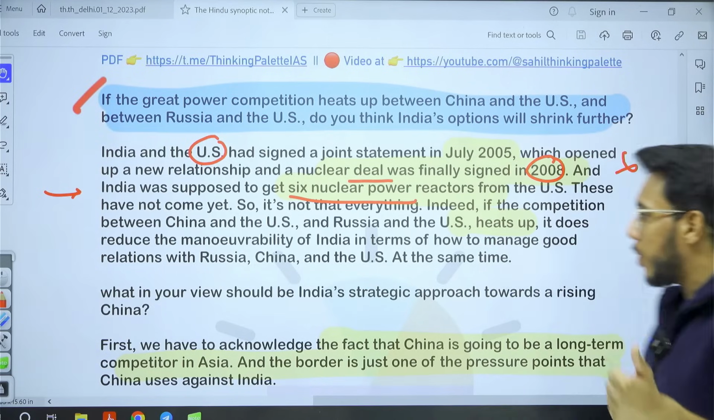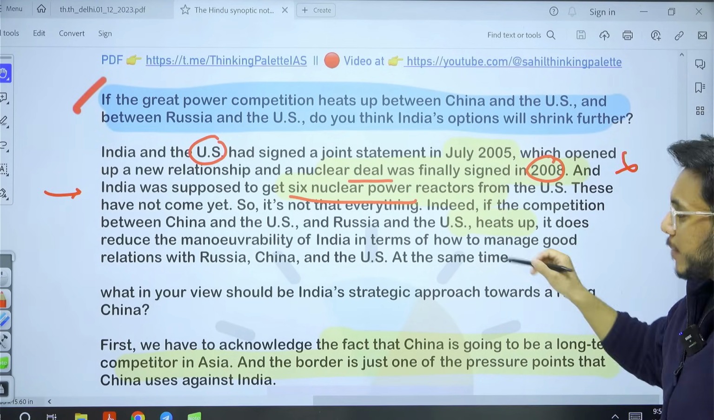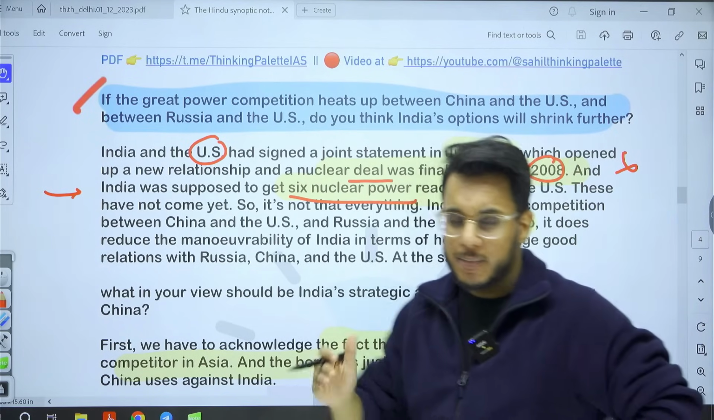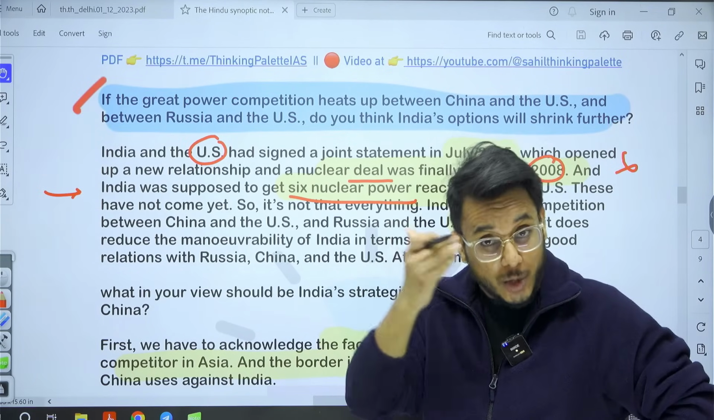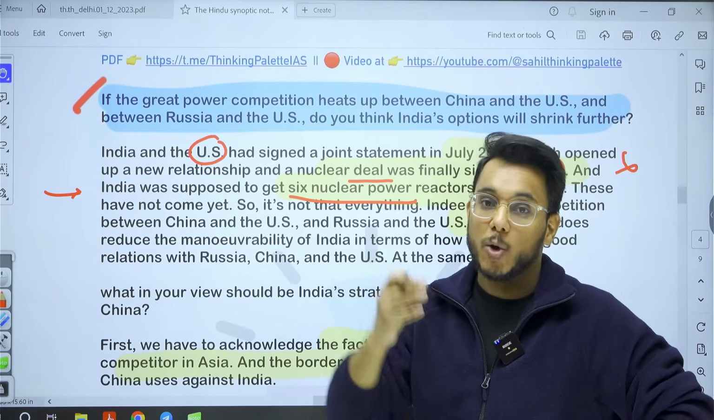Now, moving in this direction, guys, at the same time with China, though we have competition with China, it does not mean that relations with China are entirely bad. India also has economic dependence on China. Economic relations between China and India are also very deep.